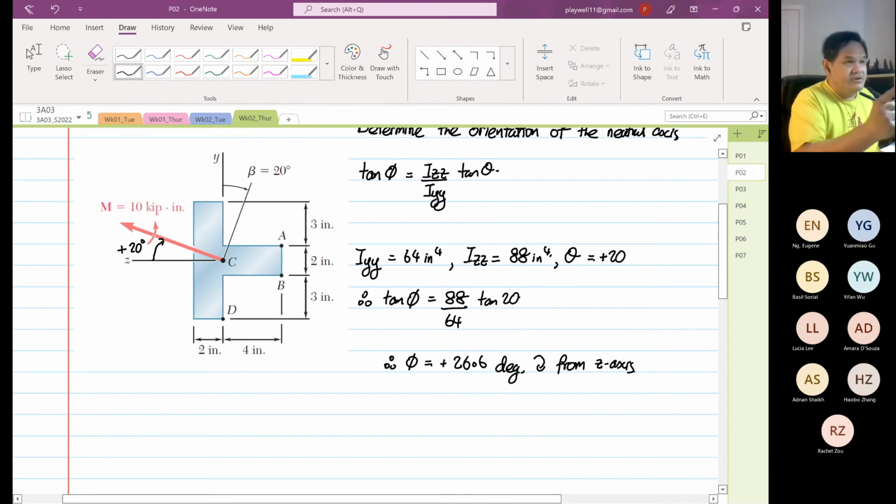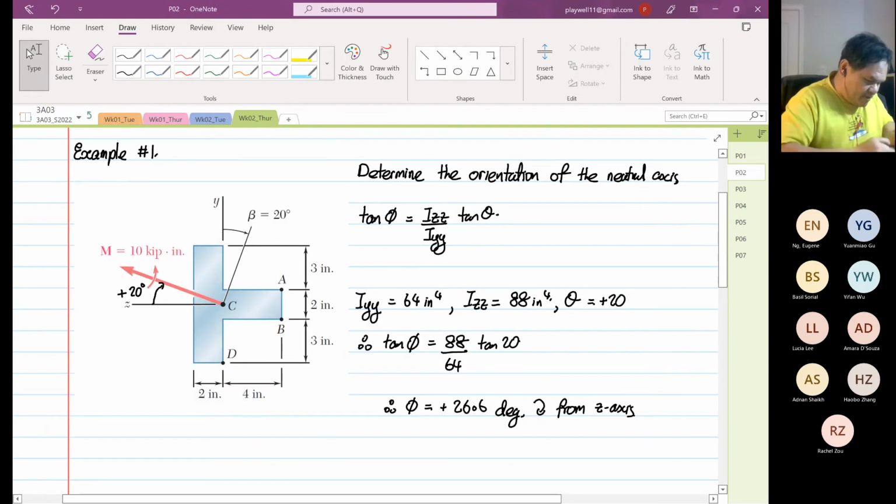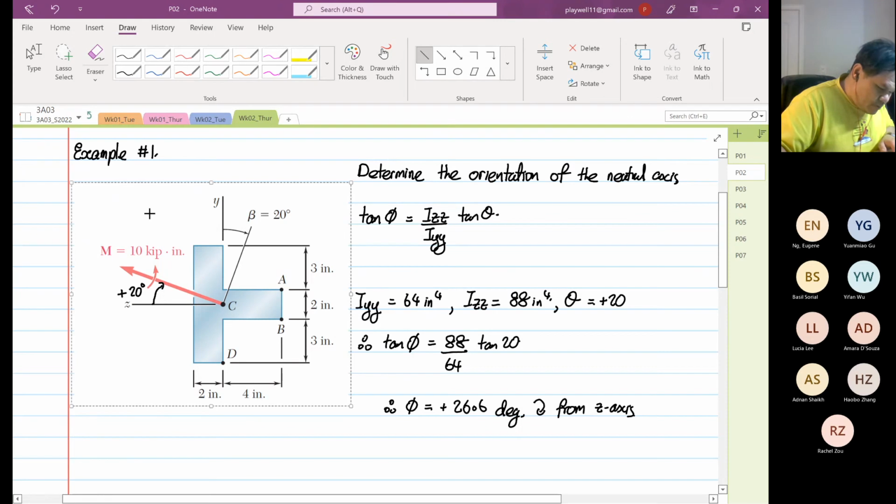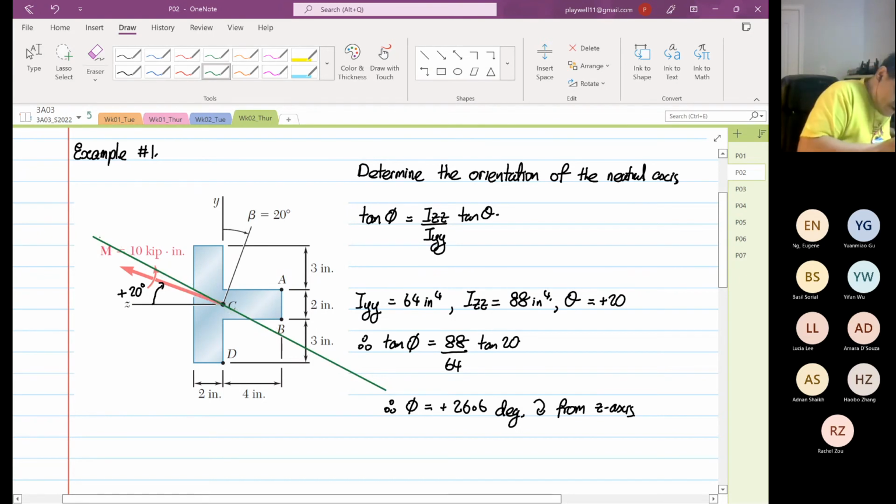Okay, remember I told you z-axis is the axis you're going to rotate from. So I'm taking out my compass now. I'm measuring 26.6 degrees, and I'm going to draw the orientation. So this is pretty accurate stuff, okay? So here, this is our position of our neutral axis. It is going clockwise from the z-axis, and this is 26.6 degrees.